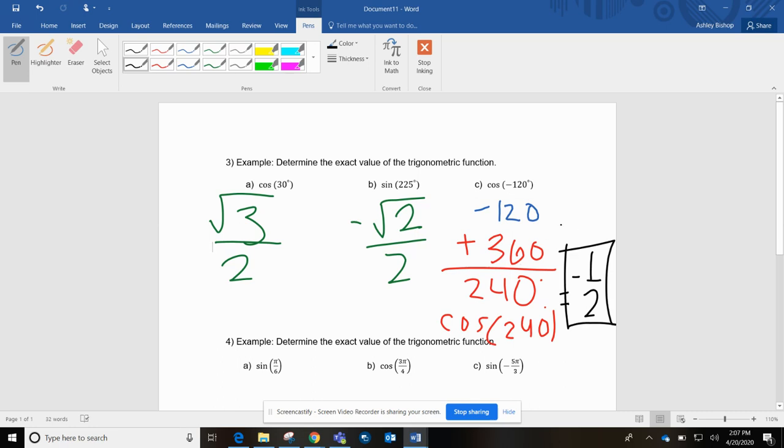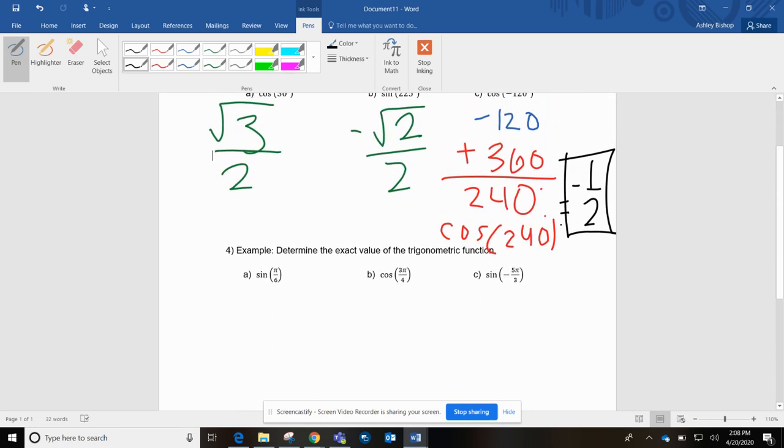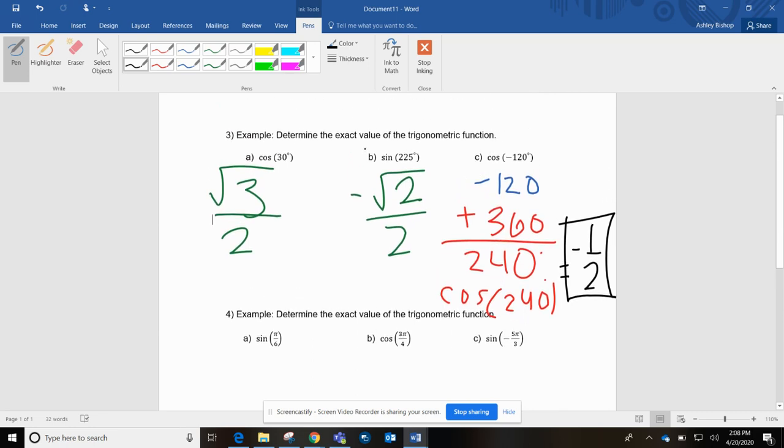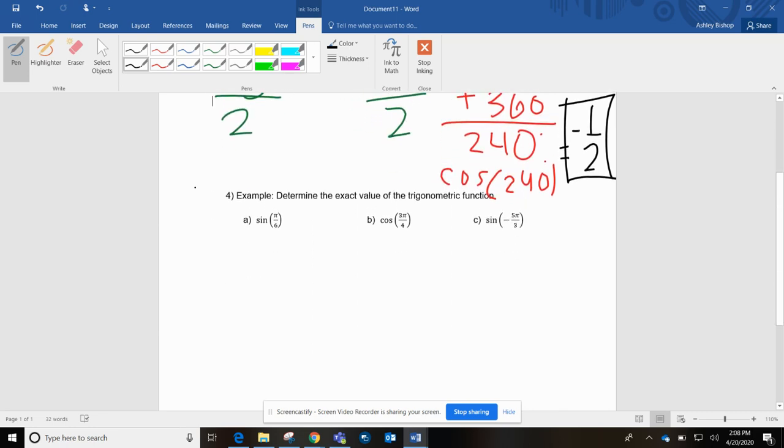Okay? At any point, please pause and ask questions, but we could do this all day with the degrees that we have. And then this says determine the exact value using radians.